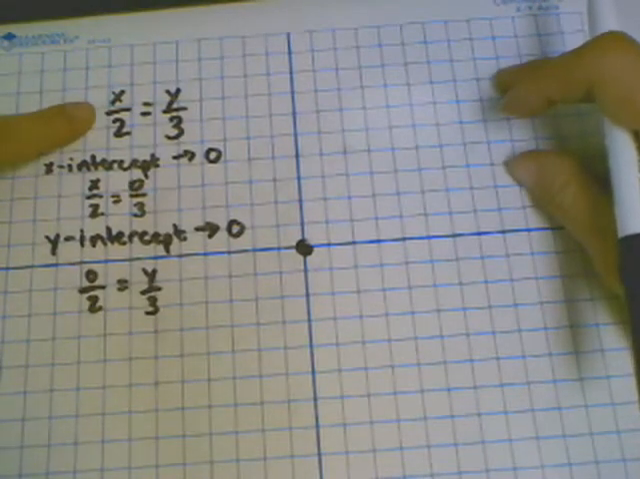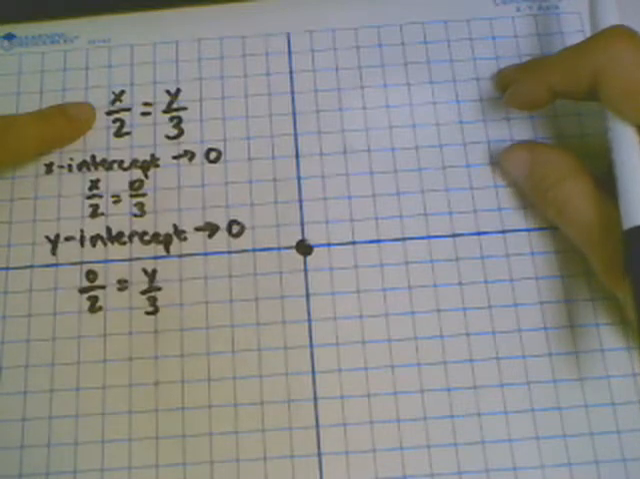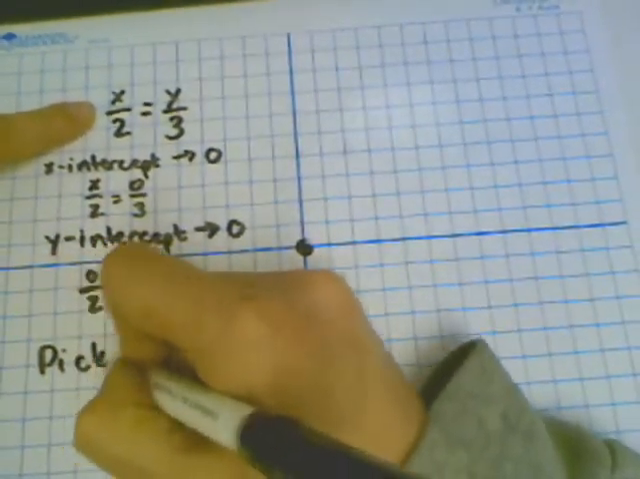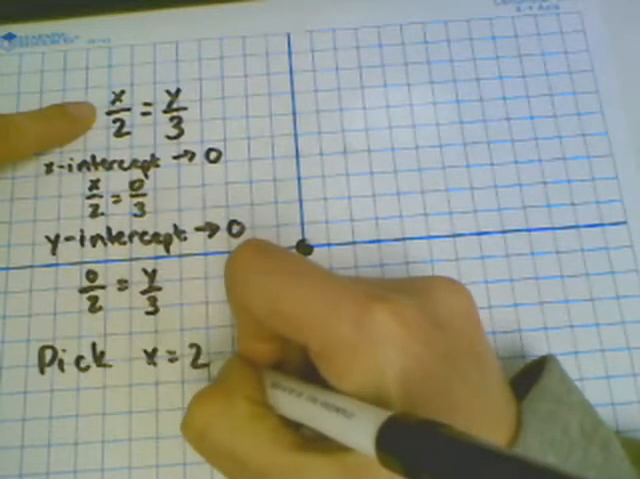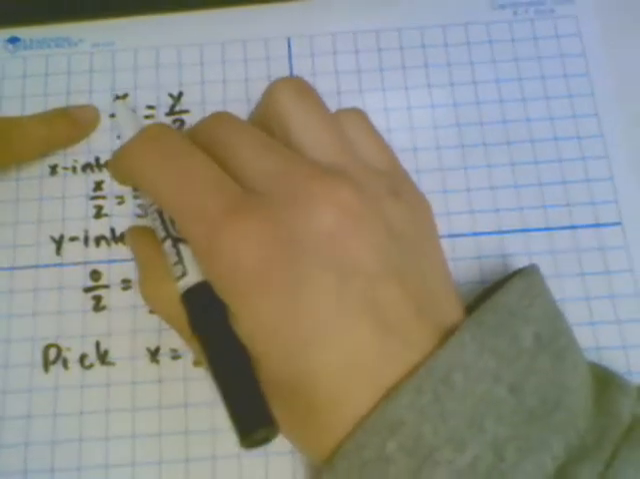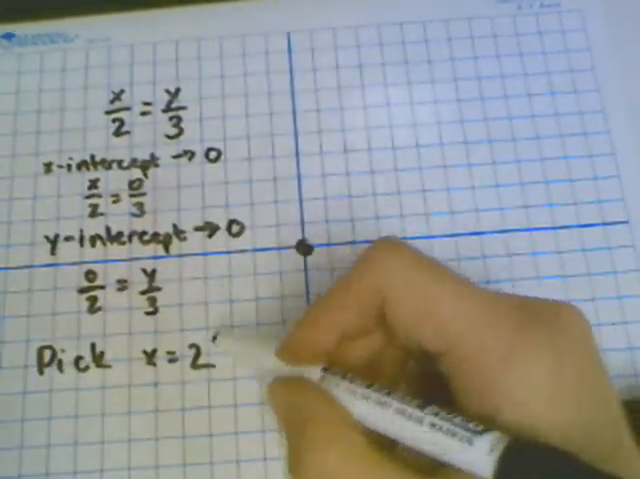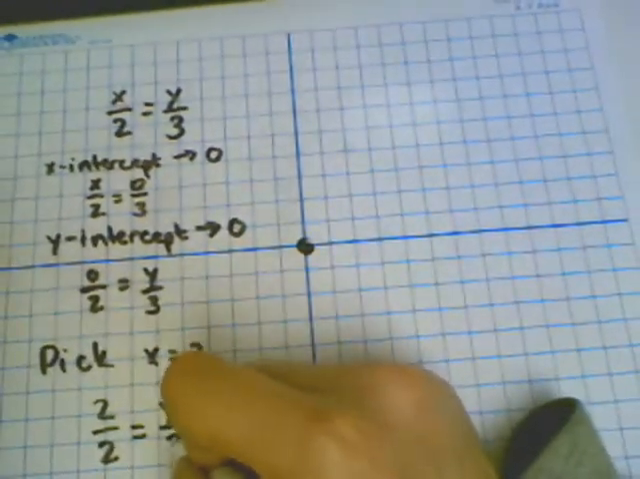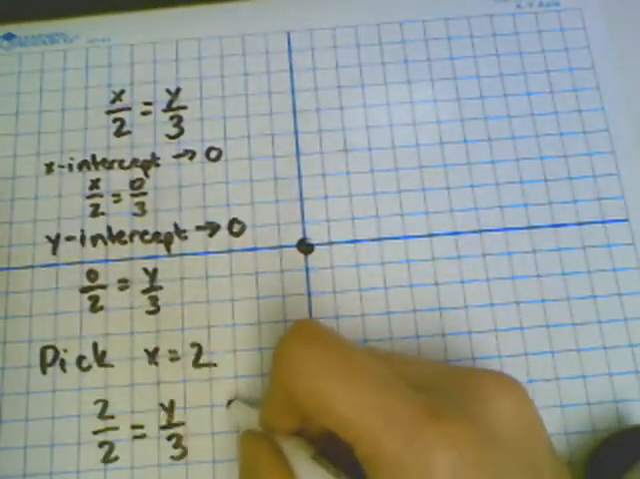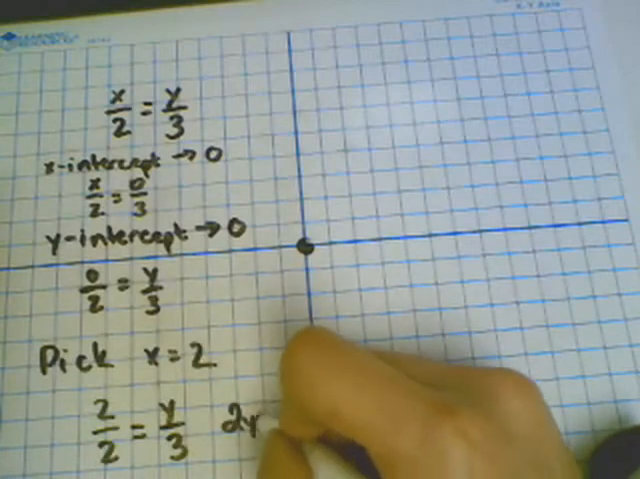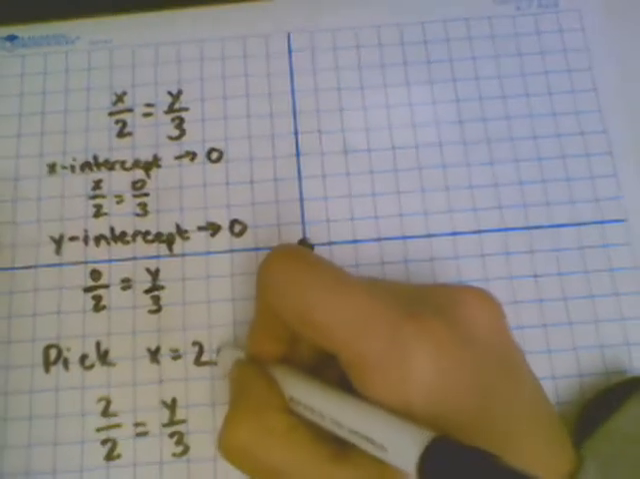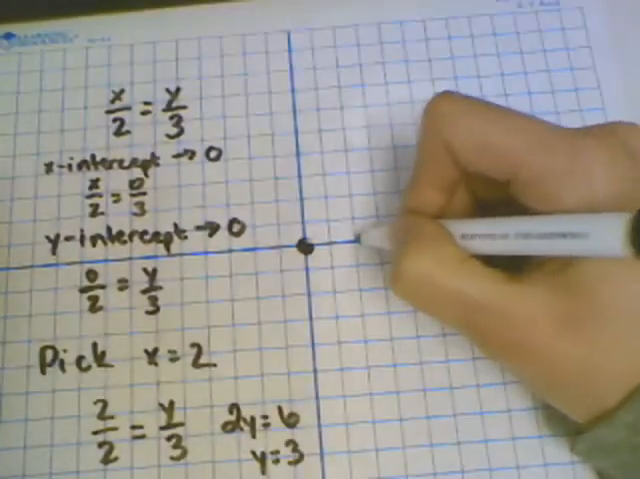If I look at my equation, I'm going to try to pick a nice value for x or a nice value for y that would be easy to solve for. So I'm going to pick that x equals 2, because if x equals 2, 2 over 2 is 1. I don't have a fraction over there. So 2 over 2 equals y over 3. And if I cross multiply and solve, I'm going to get that 2y equals 6. So y must be 3.